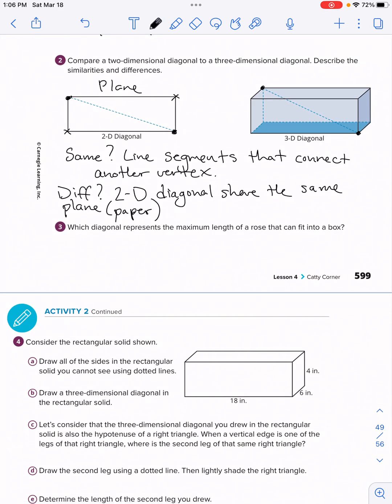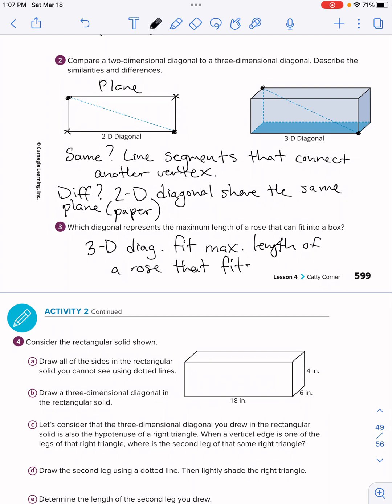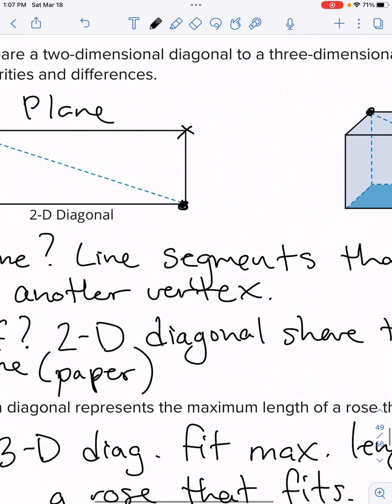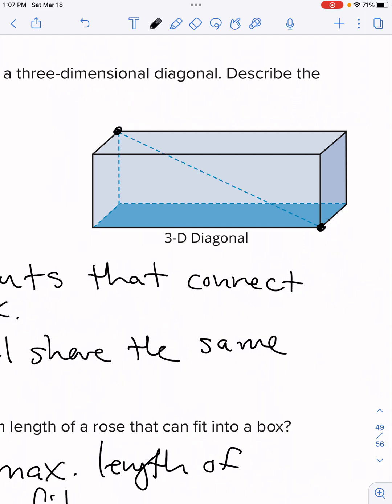And number 3, which diagonal represents the maximum length of a rose that can fit into a box? The 3D diagonal represents the maximum length of a rose that could fit into that box. So we'll just say the 3D diagonal fits the max length of a rose that fits. Okay, so this distance here, this dashed blue line, is not the same as this dashed blue line here because it's slanted.